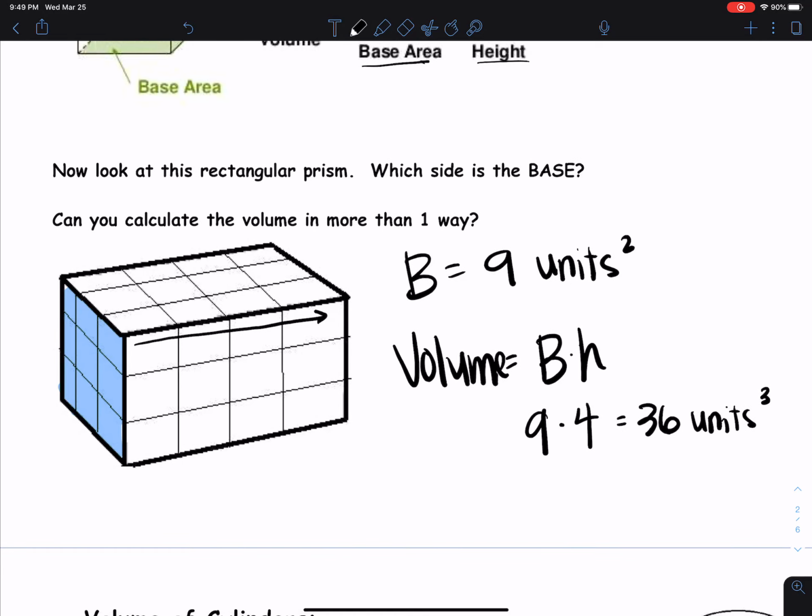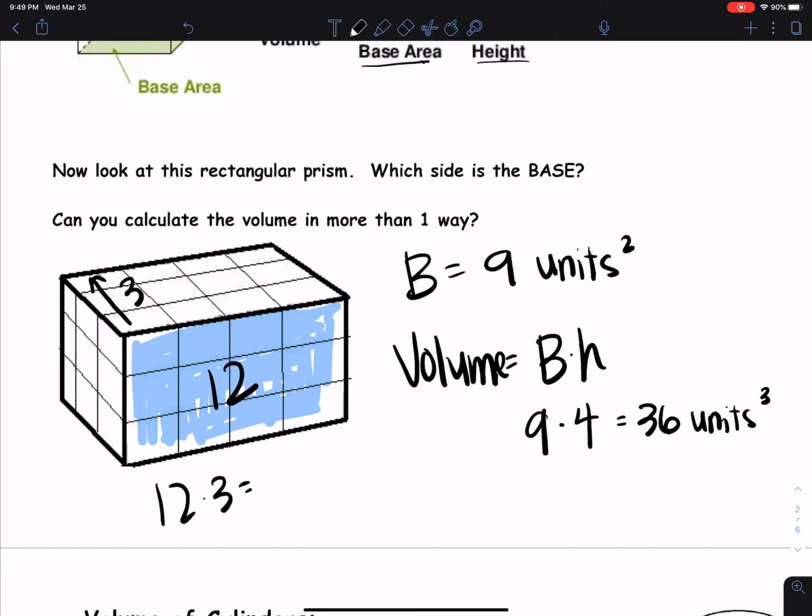Now, if we did this a different way, if we didn't say that this was the base, we could have said that this one was the base, right? Because it doesn't really matter. Okay, I'm not going to spend all the time to color that in. Let's say that this is the base. This would be 12. And then going this way, that would be the height. That's 3. So 12 times 3, that's 36 units cubed again. So either way, you get the same answer.